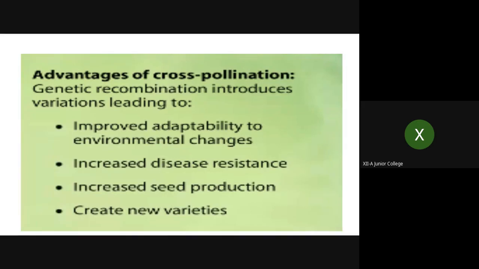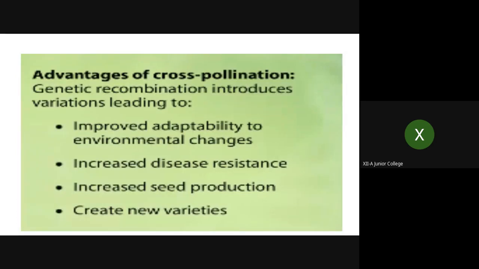Self pollinated plants are susceptible, but cross pollinated plants are very much adaptable. Adaptability is more in case of environmental changes. If there is drought, flood, or a stress factor like mineral nutrients being less, in that case these cross pollinated plants are very much adaptive. They accept the changes, they adapt to the changes in the environment.